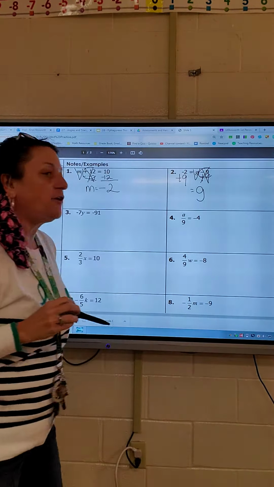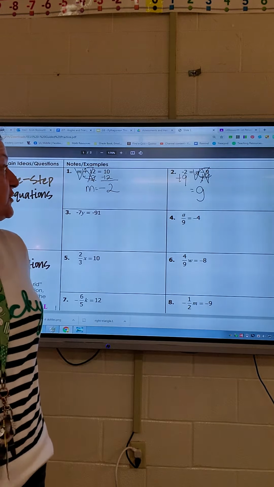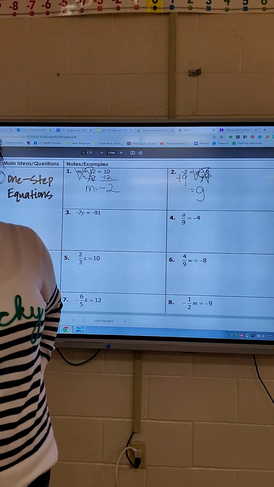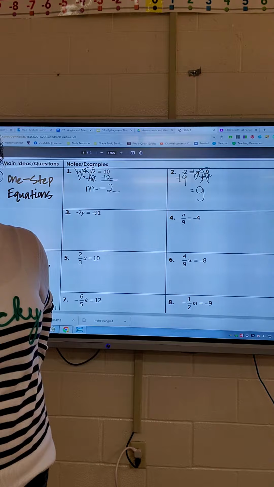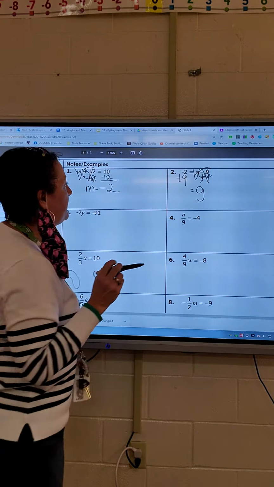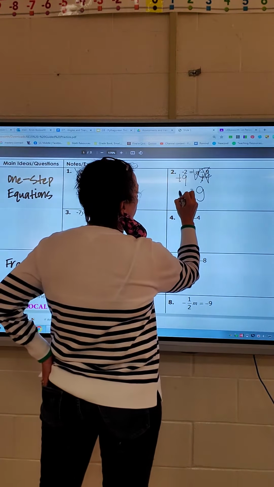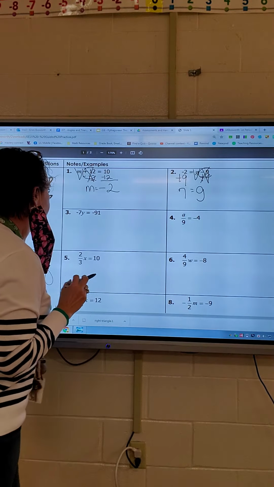Put in your calculator a negative 2 plus 9. The negative symbol's right beside the decimal, and we get a positive 7.